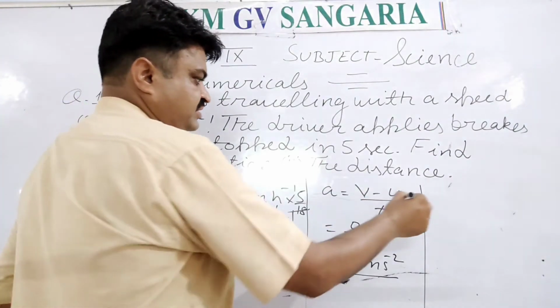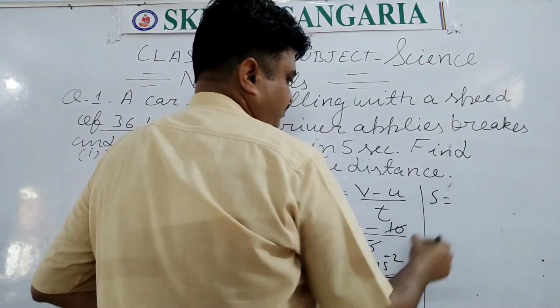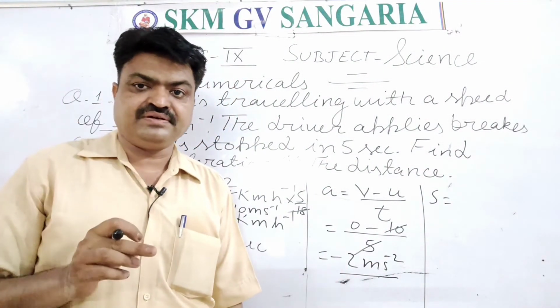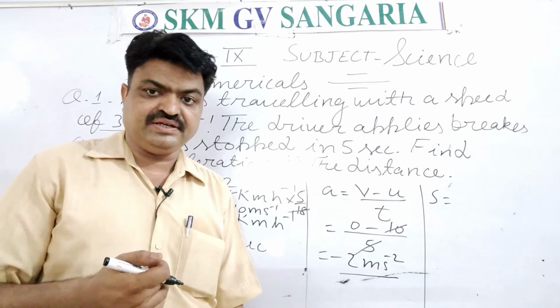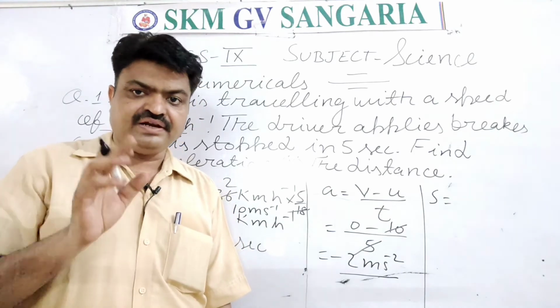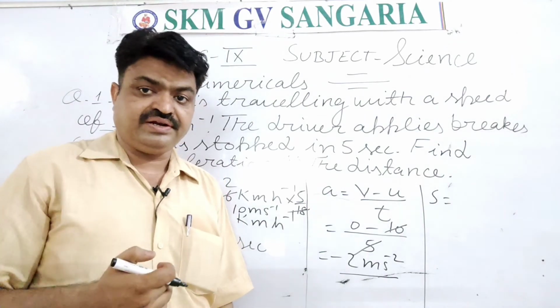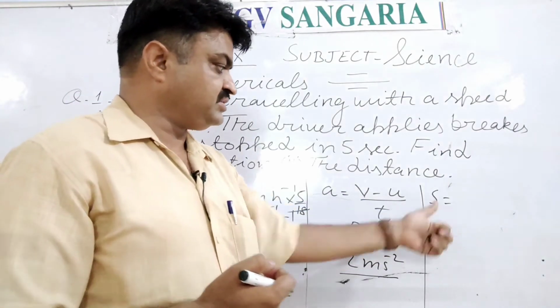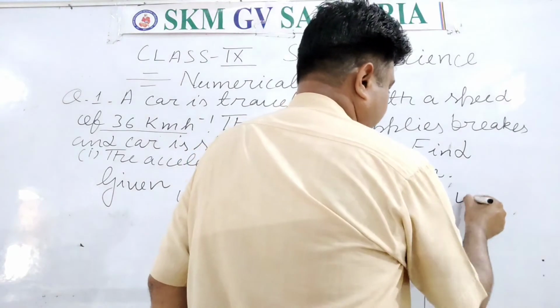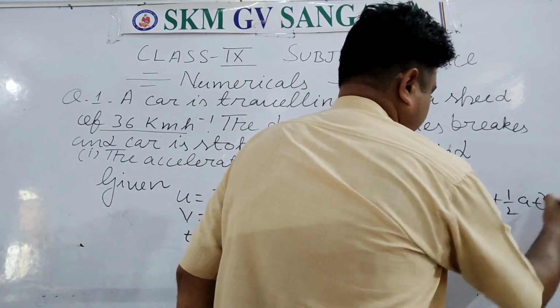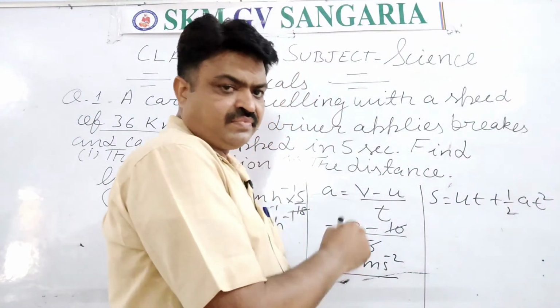Now, to find the distance, what will you do? You will write the equation of motion, and which equation of motion is more suitable in this? It is the second equation of motion. So you will write it by using the second equation of motion. So what is the second equation of motion? S is equal to ut plus half at square. This is the second equation.